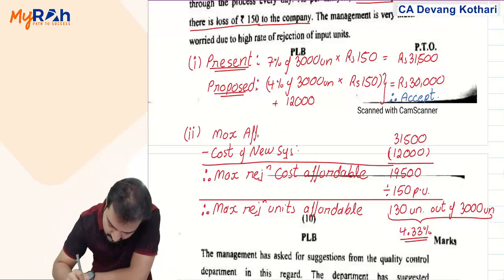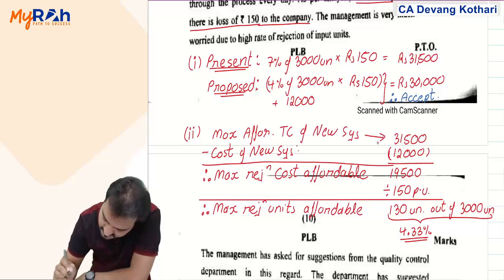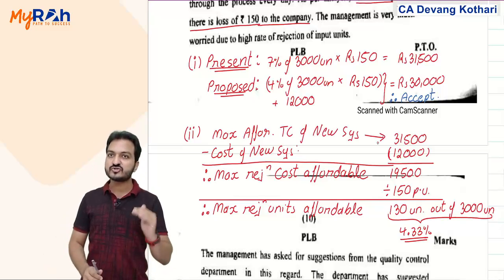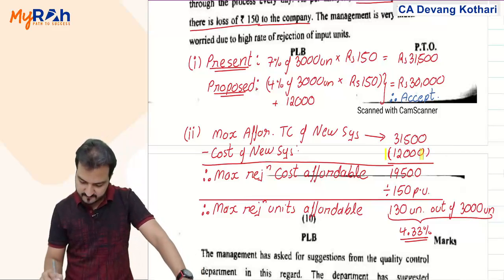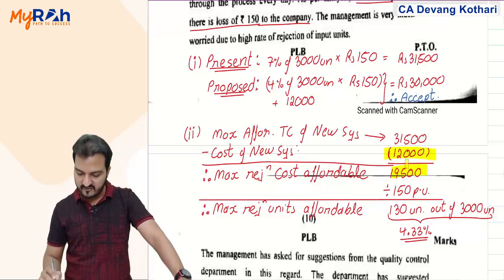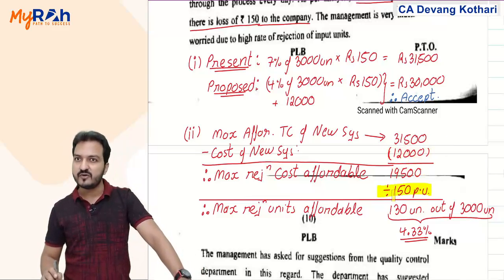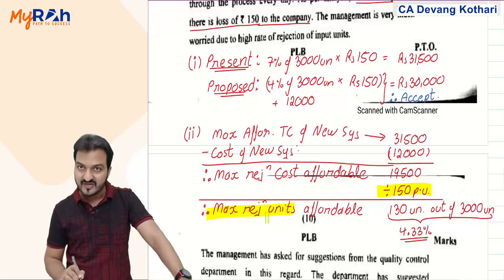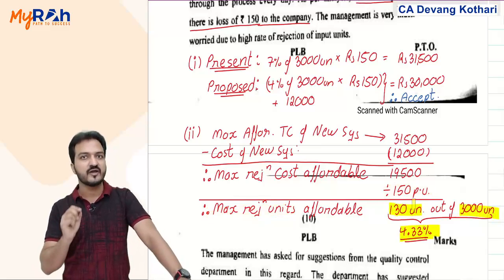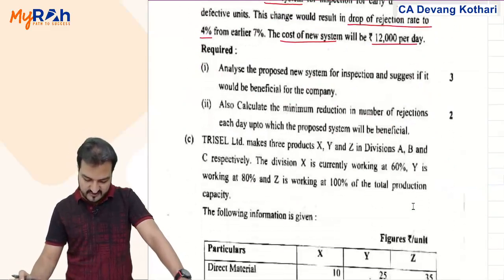Maximum affordable total cost of new system is 31,500, because present cost is already 31,500. From that, minus the cost of new system 12,000. So maximum rejection cost affordable in a new system is 19,500. Divide by 150 per unit rejection cost. So maximum rejection units that I can afford in a new system is 130 out of 3000. So maximum 4.33% rejection rate is affordable. This is my answer to the second question.